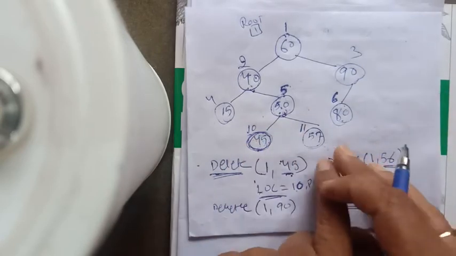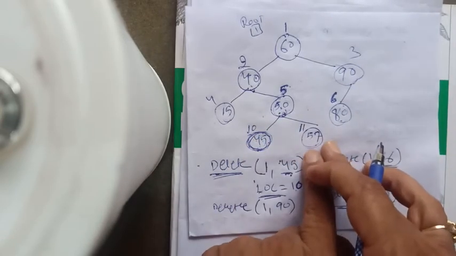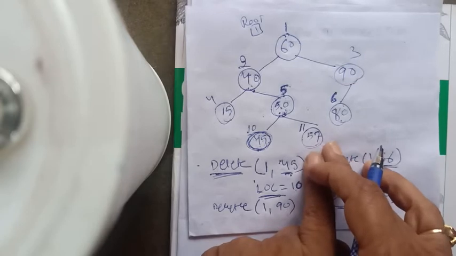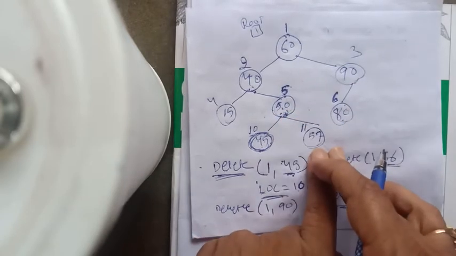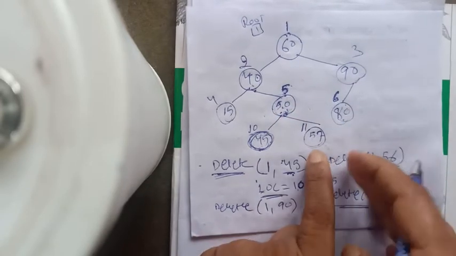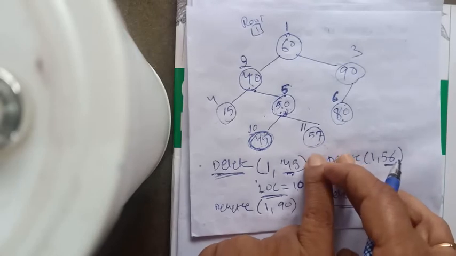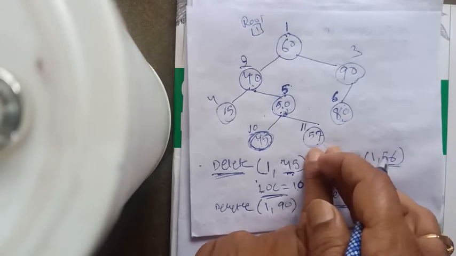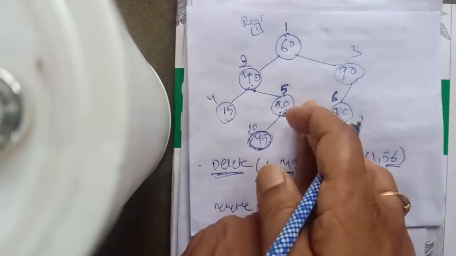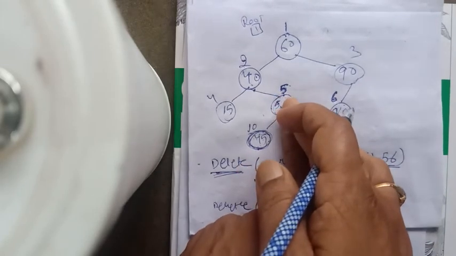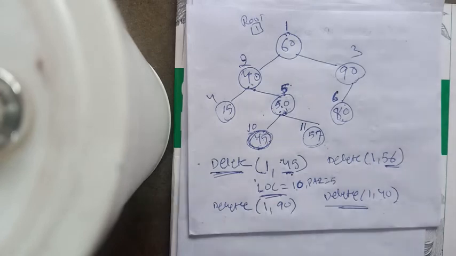But if we want to remove 57, see, 57 is also a leaf node, but now it is in the right side of its parent. So in such a case, we simply store a null value in the right pointer field of the parent. Okay, now consider a different case.